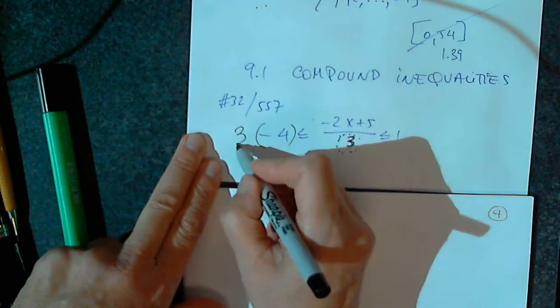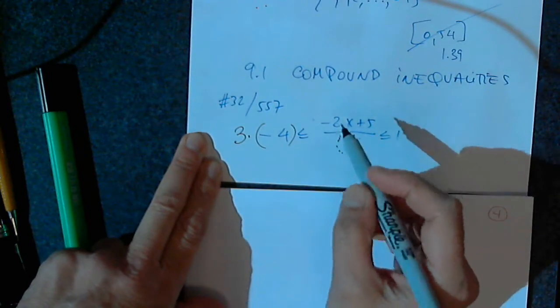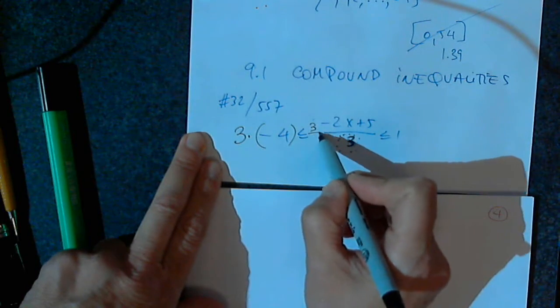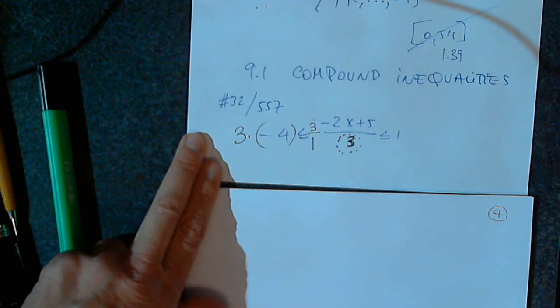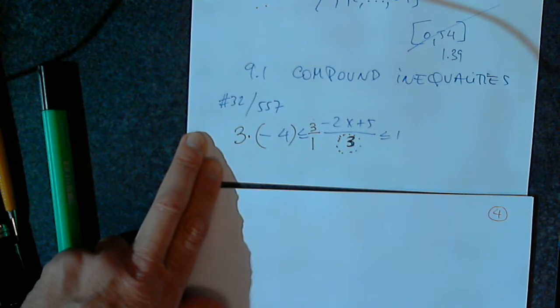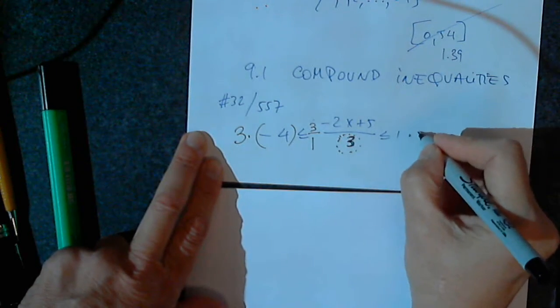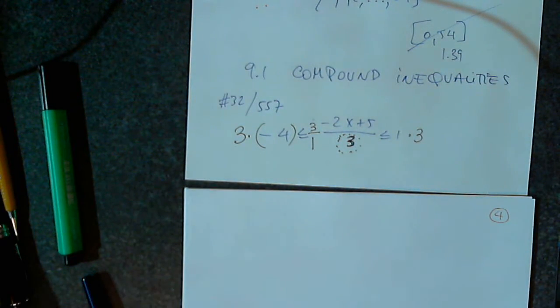So the left-hand side gets multiplied by 3. The middle part gets multiplied by 3 over 1 because it's a fraction and it's easier to see it like that. And the right-hand side is multiplied by 3.